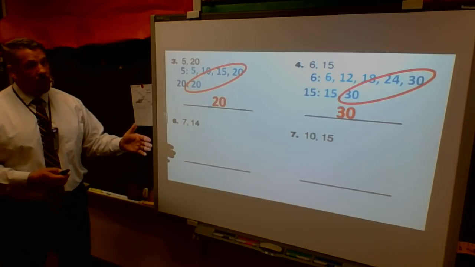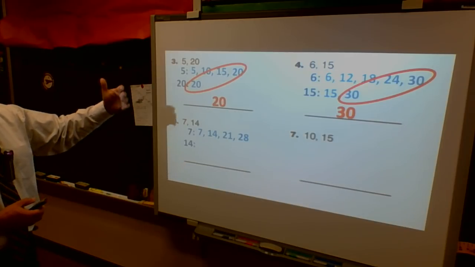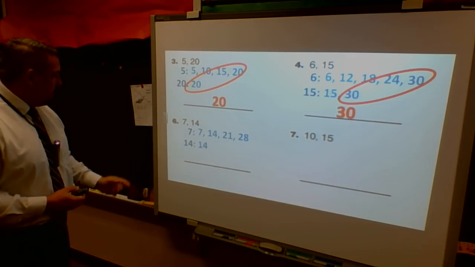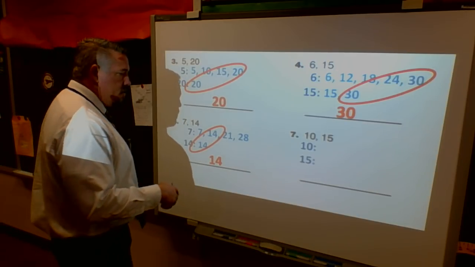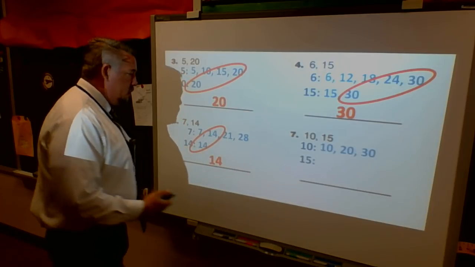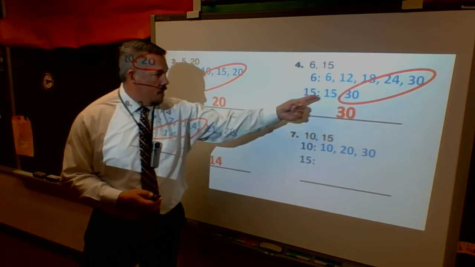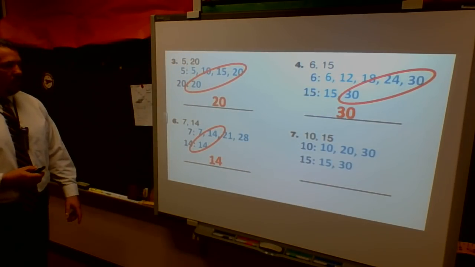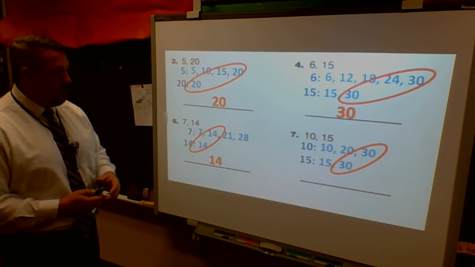7 and 14 ought to be pretty easy. I show my work so I can get credit. 7, 14, 21, 28. 14, yep, it's right there. I only have to show one. That is going to be my least common multiple. 10 and 15 then. When I do 10 and 15, I start out 10, 20, 30, 40, so on and so forth. I stopped at 30 though, because I know, as I have here, I only need to go out 2. I have 15 and 30, and 30 is going to be my least common multiple between the two.